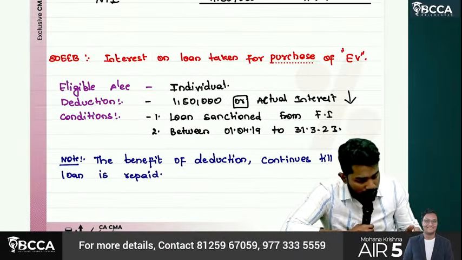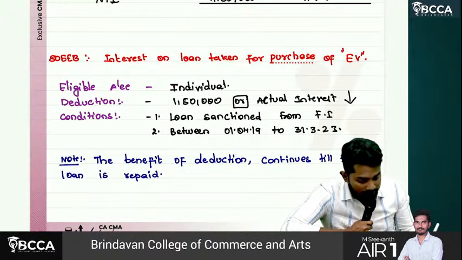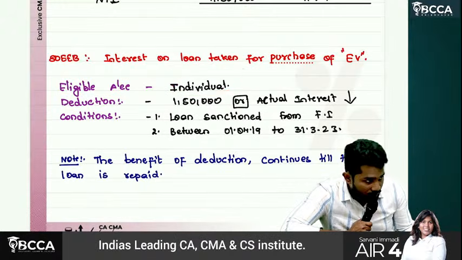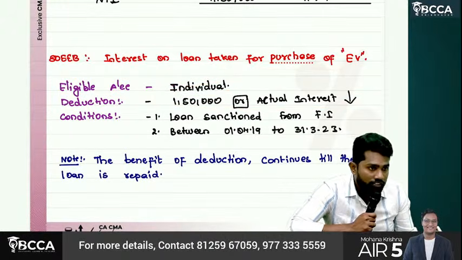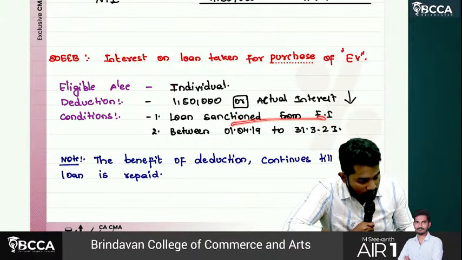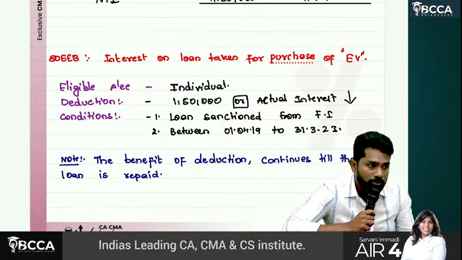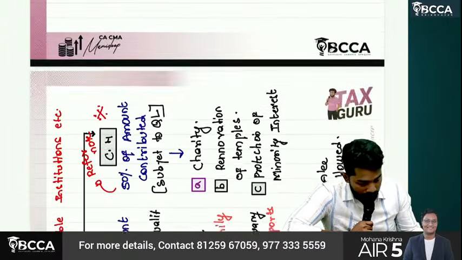Then 80EEB is what? Interest on loan taken for purchase of electric vehicles. Again eligible for individuals. Amount of deduction is 1,50,000 or actual interest, whichever is lower. Conditions: loan sanctioned by a financial institution between 1st April 2019 and 31st March 2023.